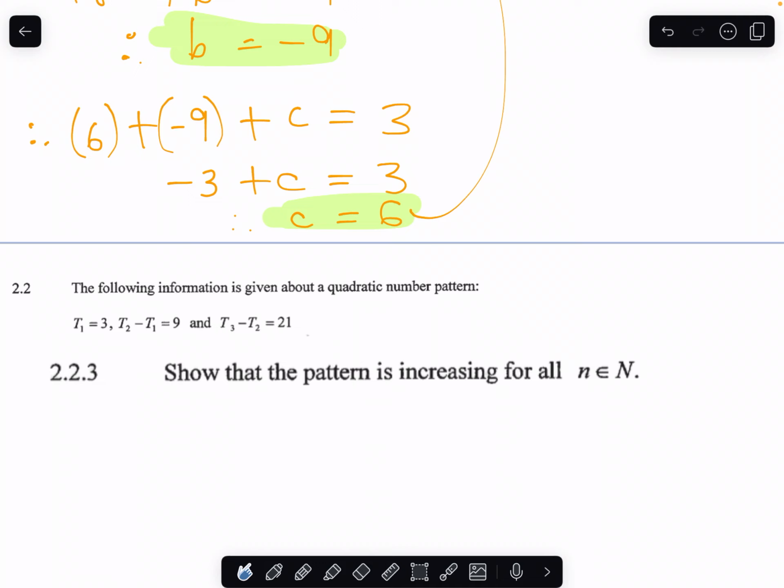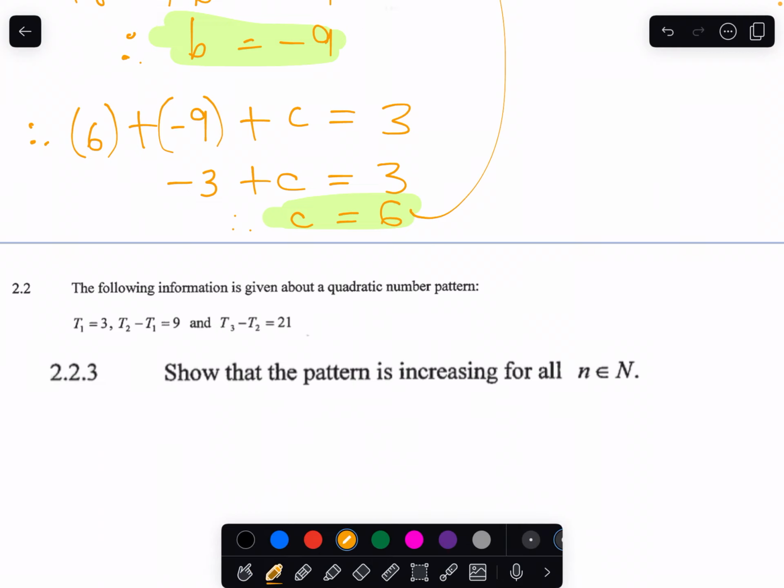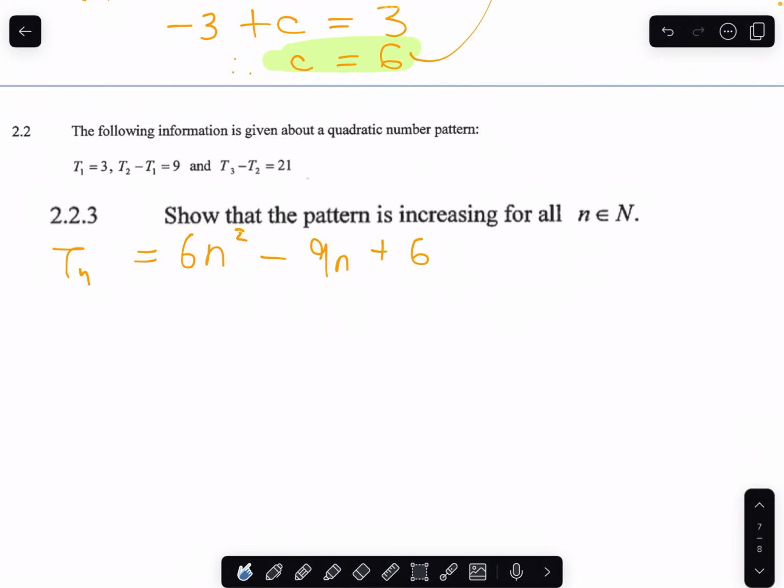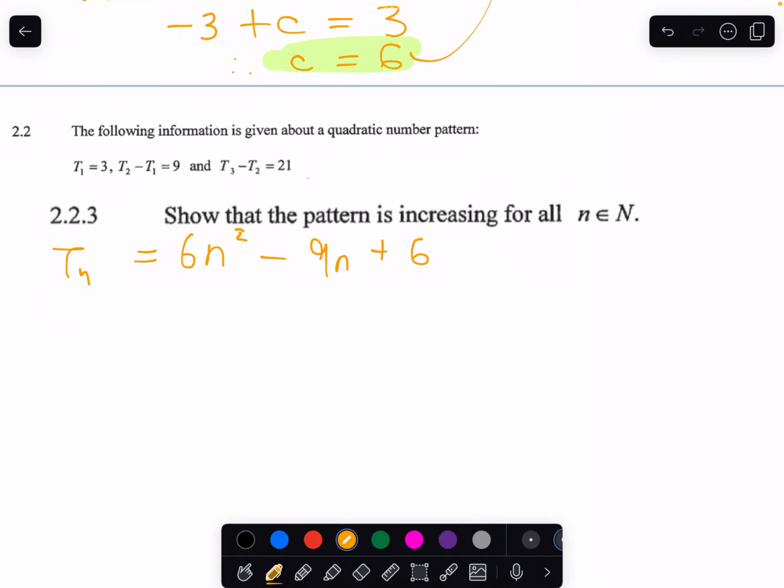Okay, so we want to show that Tn equal to 6n squared minus 9n plus 6 is increasing for all values of n that are natural numbers, which really are the only numbers we care about, because what on earth is term 1.5?